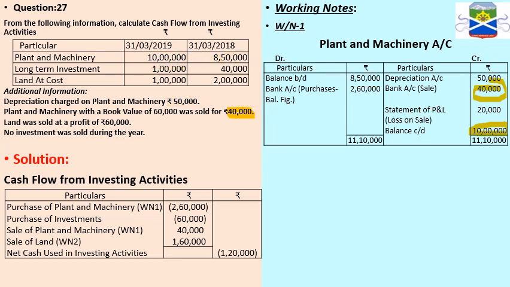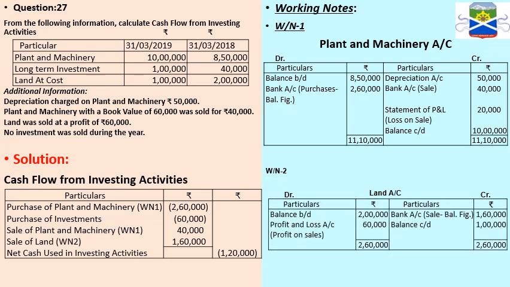Now we have to find it. The loss is there because the 60,000 plant and machinery you are selling at 40,000. So there is a loss of 20,000. That 20,000 we are showing by statement of profit and loss, that is loss on sales 20,000. So now we go for balancing the account. By doing balancing, you will find the total purchase is 2,60,000. That 2,60,000 is coming over here. So now this is the workings from where you have to find it, this part.